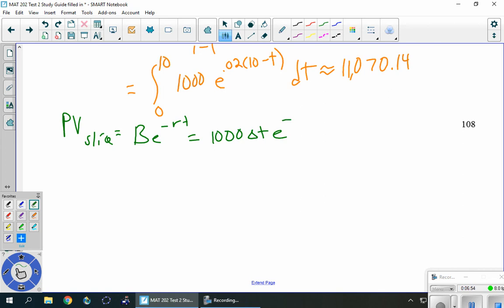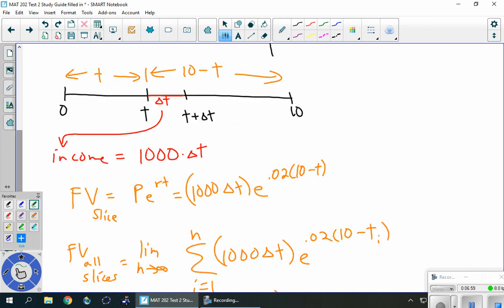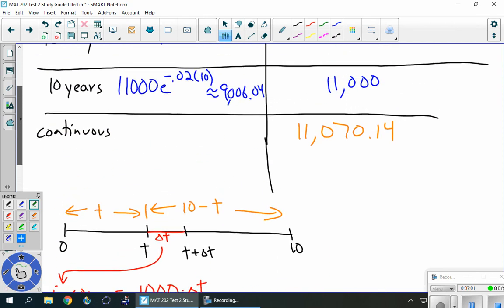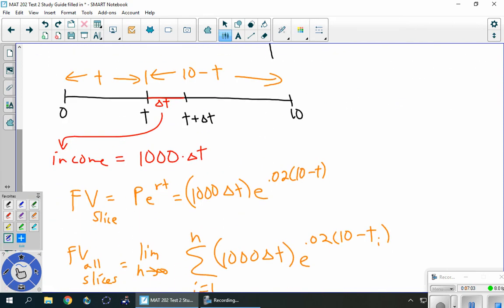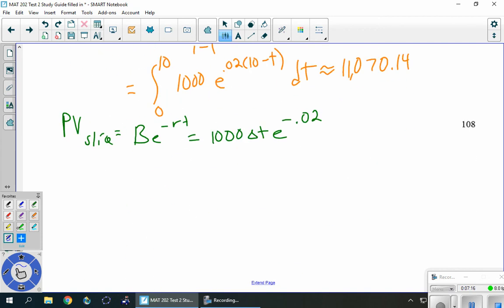e to the negative, r is 0.02, but t is not t. T is how much time we're going backwards into the past. So if you are standing right here, because we're talking about this amount of money, so we're standing right here, and we ask ourselves how much time has elapsed, kind of walking backwards to the beginning of this experiment. It is t years. Did I say it wasn't t? I lied, it's t. So it's just that.